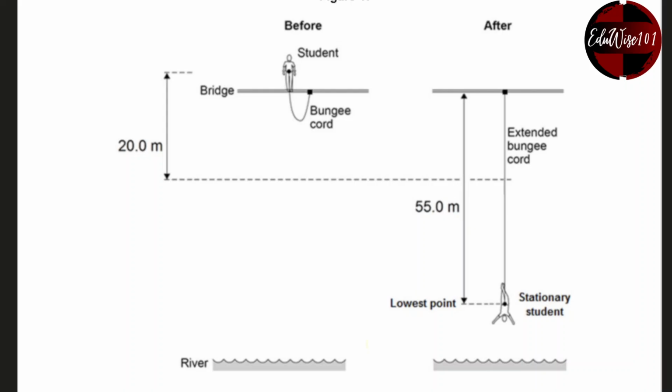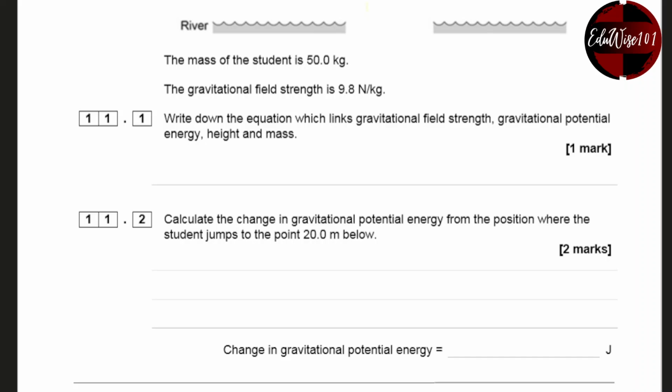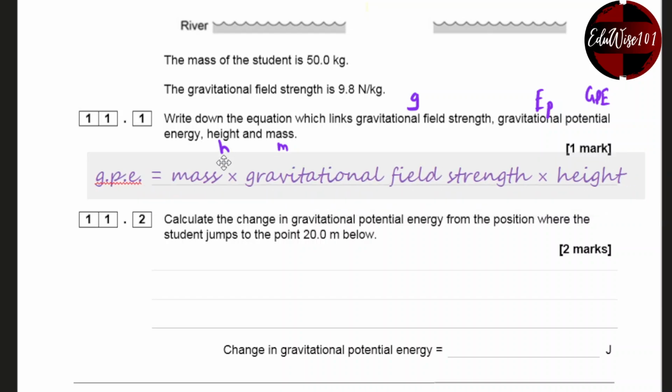The mass of the student is 50 kilogram. The gravitational field strength is 9.8. Write the equation which links gravitational field strength, gravitational potential energy. So gravitational field strength is g, gravitational potential energy is Ep. If you look in the equation sheet or generally in the classroom, we write GPE. Height is h and mass is m. So what is the equation that links all of it? You can write it as GPE as well, it's fine.